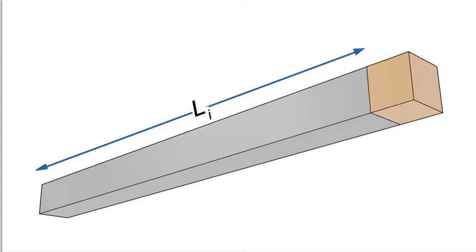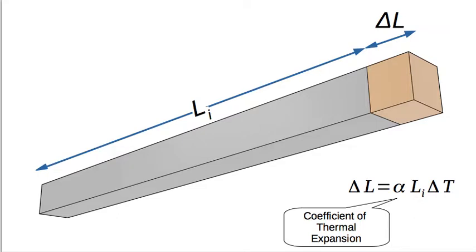That extra part is going to be called the delta L, the change of length, because it increased by a given amount. That's the little part that you get when you increase the temperature. And the mathematical equation that represents this delta L is: delta L equals alpha times Li times delta T. So the amount it increases depends on three things.